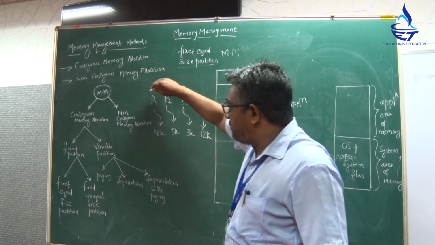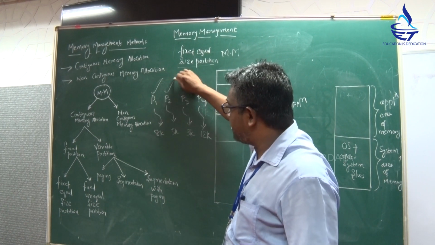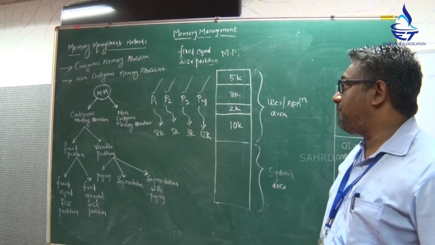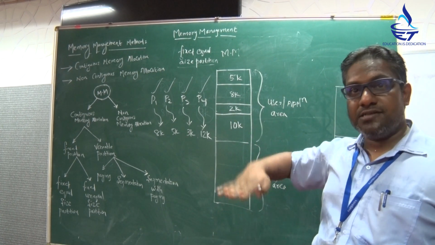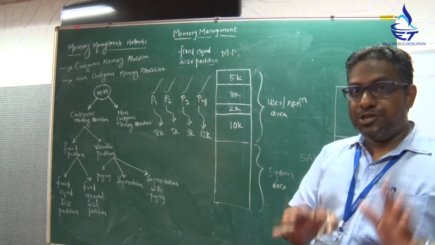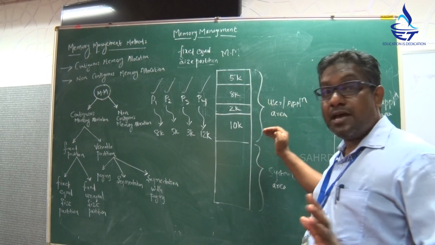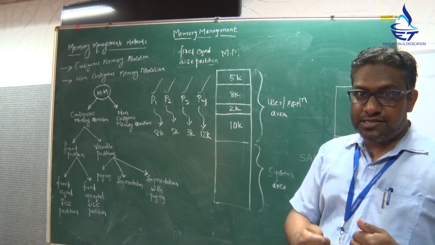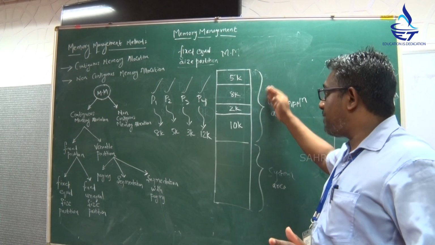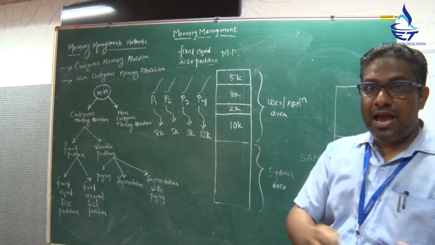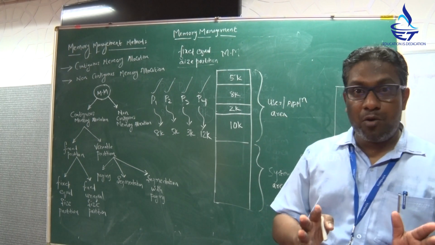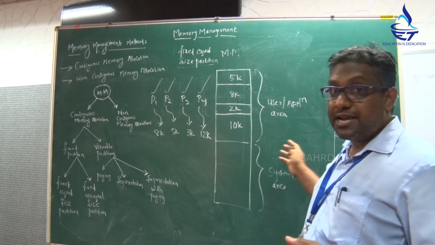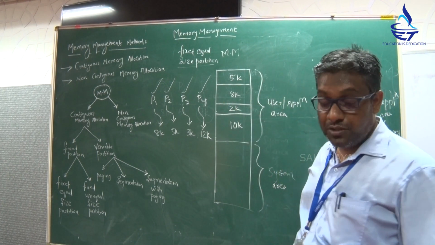Now we'll discuss how we can place P1, P2, P3, P4 in various memory blocks. Suppose P1 came first, P2 next, P3 third, P4 fourth. The memory manager is nothing but a collection of programs that manages the primary memory. It keeps a data structure that tracks which memory blocks are allocated to various processes and which are free. Based on that, it loads the program from the secondary storage device into primary memory.